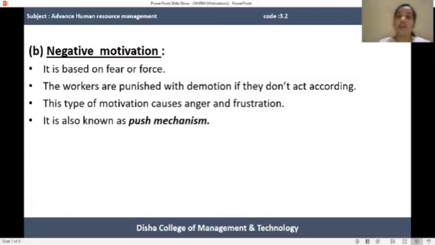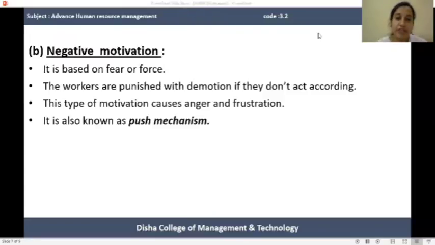Next comes negative motivation. What is negative motivation? Negative motivation is also known as the push mechanism, and it is based on fear or force. It means if the organization wants to achieve more tasks from the employee and improve productivity, and the employee is not motivated positively, then the organization has to achieve its objective and task in the form of punishment, or in the form of fear or force.